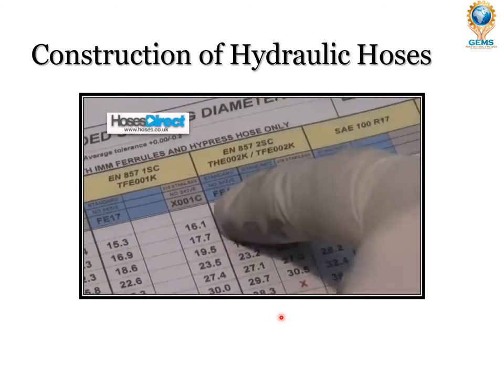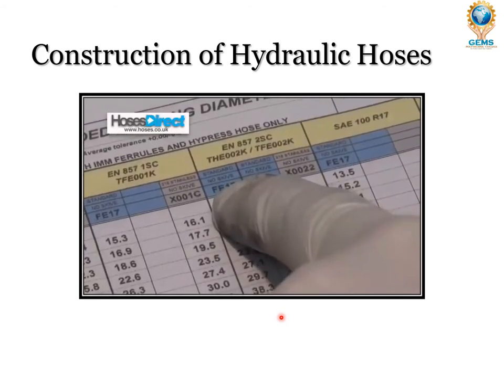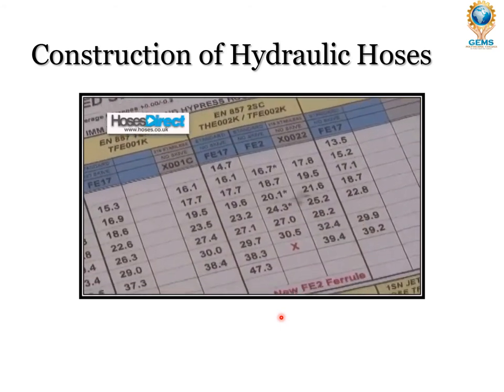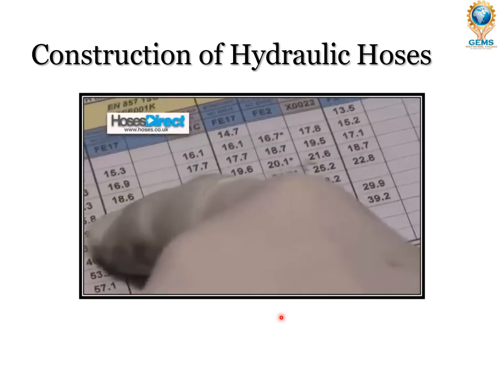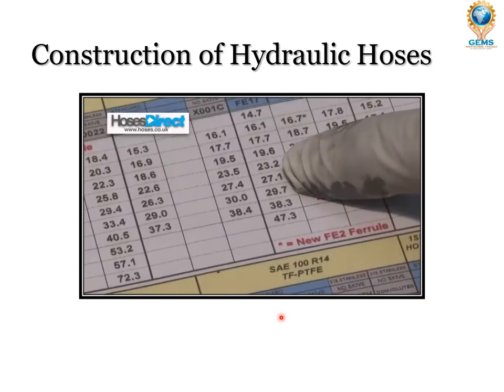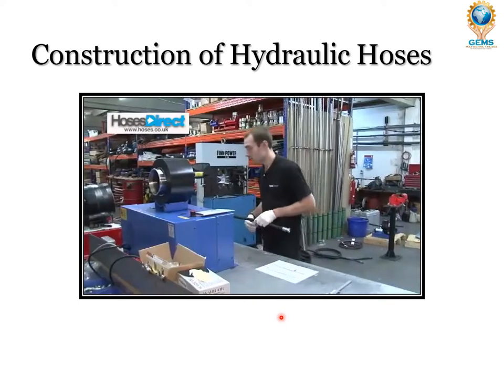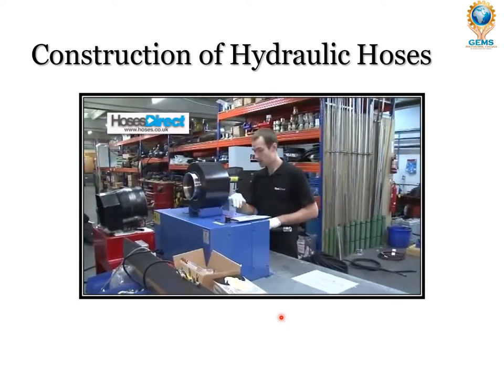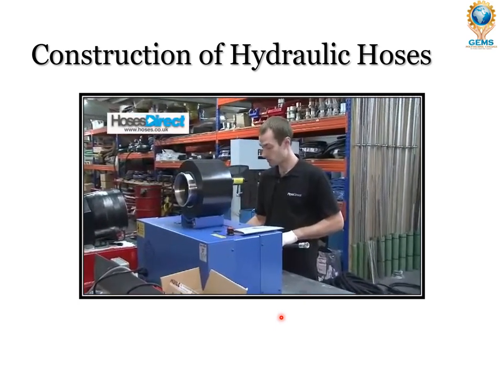I'm using an FE17 ferrule, and it's a half-inch hose. So I follow that along to my 2SC with an FE17, which gives me the 23.2. So now I'm going to want to set my swager to 23.2.